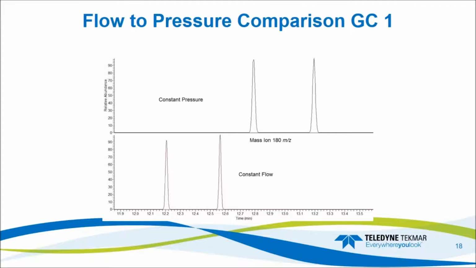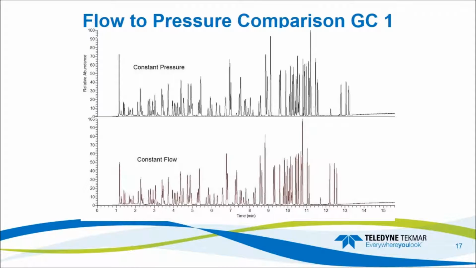Looking at this mass, the other thing I want to point out is, as you can see, the peak width does broaden as the compound goes through the column a little bit longer. So you get a little bit of peak broadening with the constant pressure. We really didn't see a lot of differences in resolution for some of these compounds back in the base area. So back in through here, we really didn't see better separation. I think part of that is because the peak width increased.